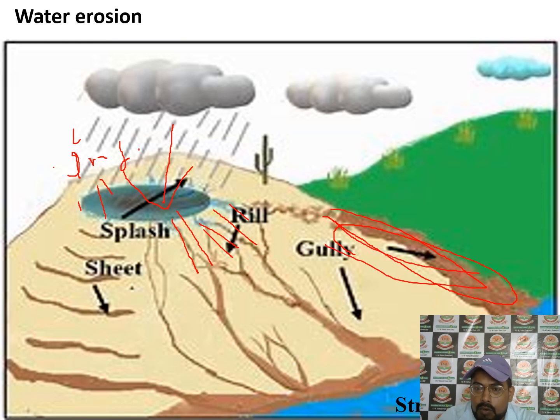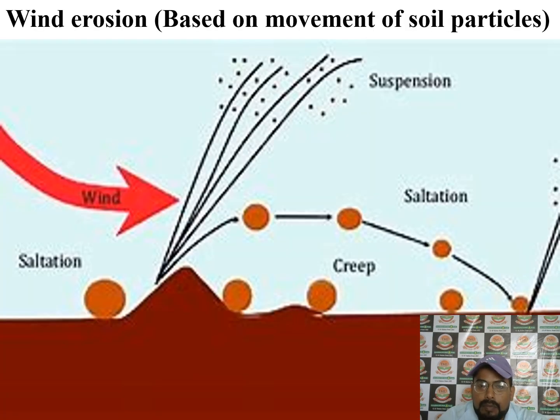Sheet erosion removes all the fertile soil from the surface and leaves the soil infertile. The last one is the gully, when the size of the rill increases with more and more water movement and they create channels. These are gullies. These are the different types of water erosion. Next one is wind erosion.